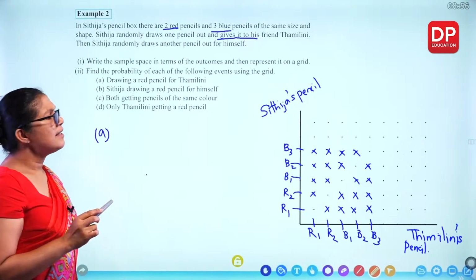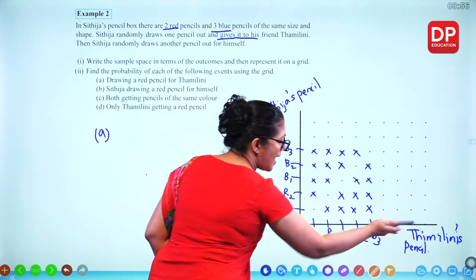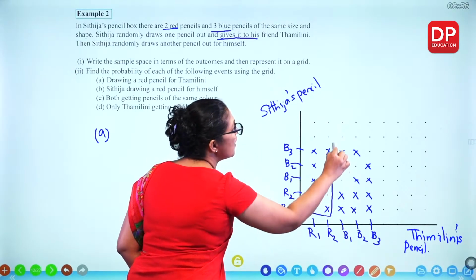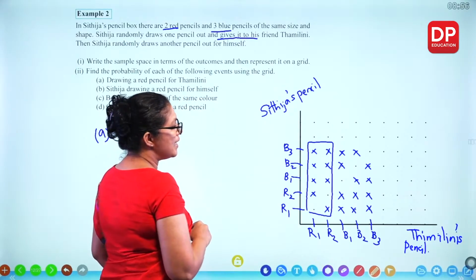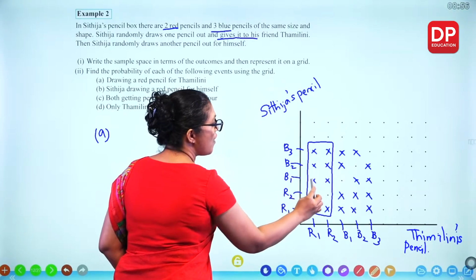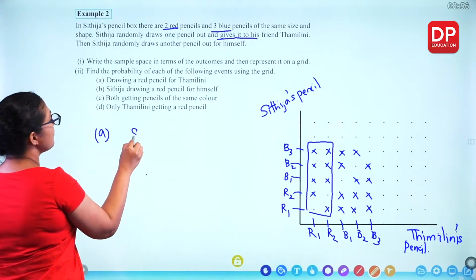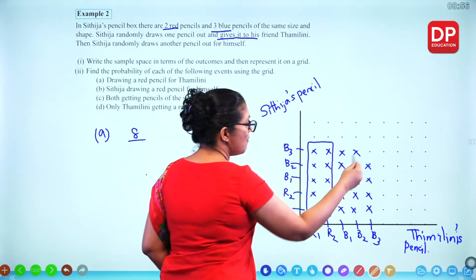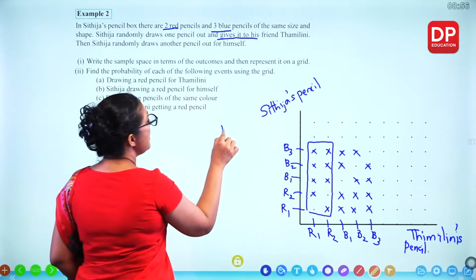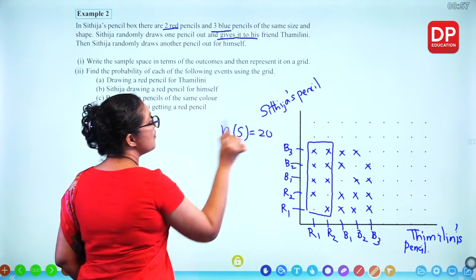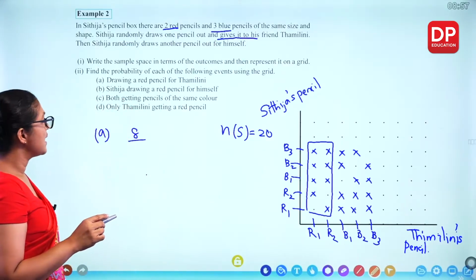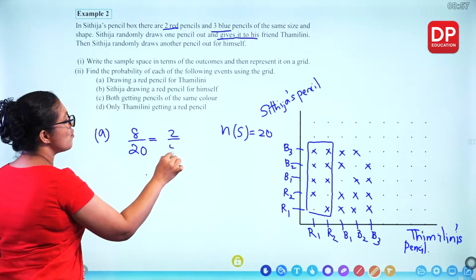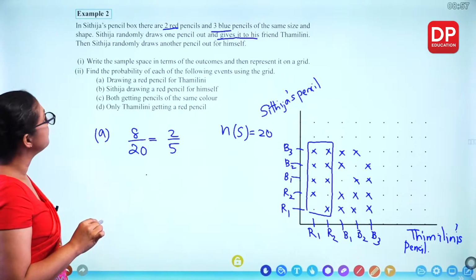Drawing a red pencil for Thimalini. So Thimalini is this side, so red pencil is this one. How many outcomes? 1, 2, 3, 4, 5, 6, 7, 8 elements out of 20 elements, because without the diagonal terms the sample size is 20, since this is a dependent case. So 8 over 20, or you can simplify and write 4 times 2, 4 times 5, 2 over 5.